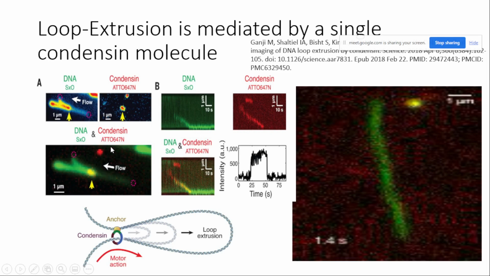So when you merge these two channels, DNA and condensate, Sytox Orange and this channel, you can see that this green one is DNA, and the red one is condensate which is unbound. But when there is DNA-condensate binding or interaction, you find a merge of green and red color, and the merge of green and red will give you yellow color. So here you can see a yellow spot.